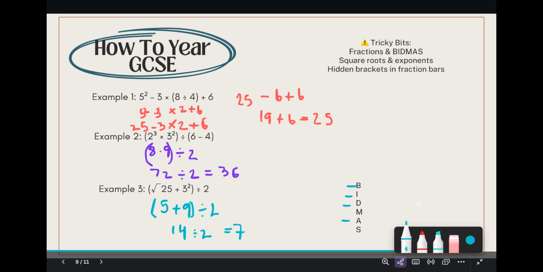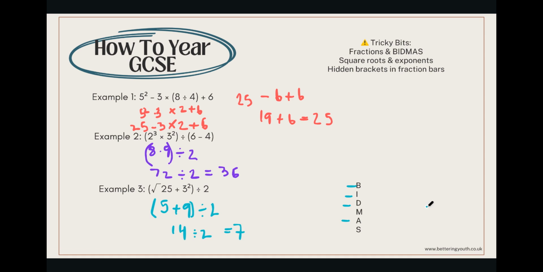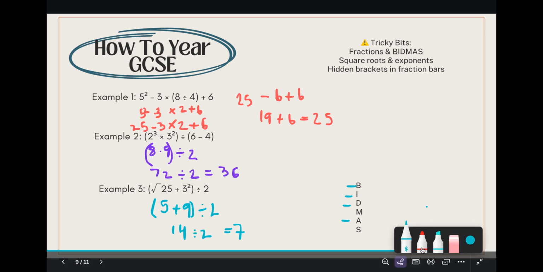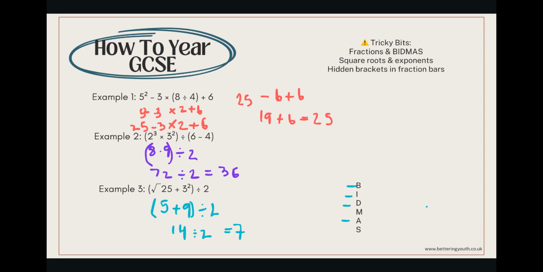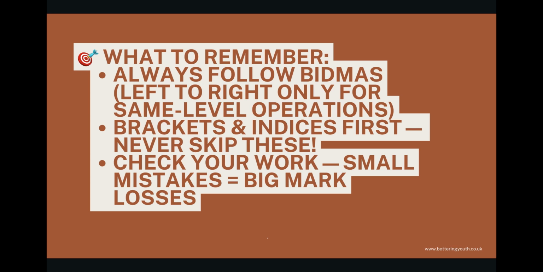If not, don't hesitate to get in contact so we can do some targeted work and get you from a grade 3, 4 in your GCSE up a couple of extra points. Something that I want you to remember before we log off for the day: always follow BIDMAS. The left to right is only for the same level operations, which means division and multiplication happens in the order in which they arrive. Addition and subtraction happens in the order in which they arrive.